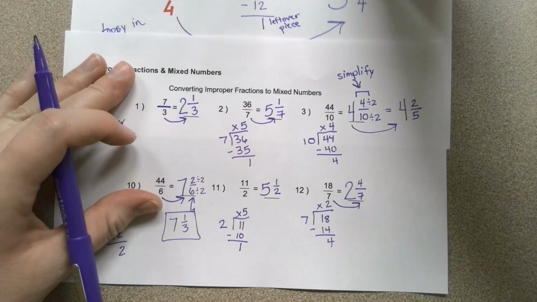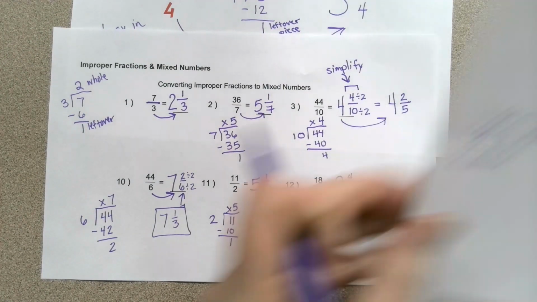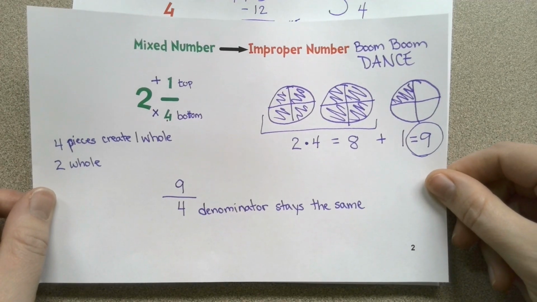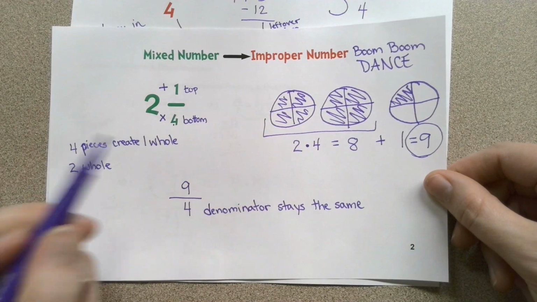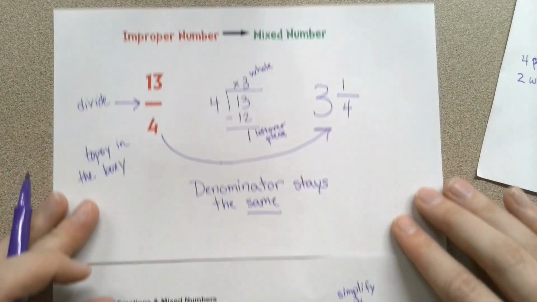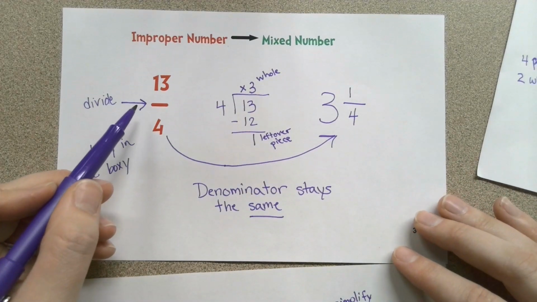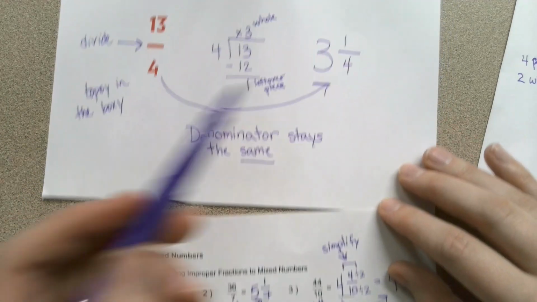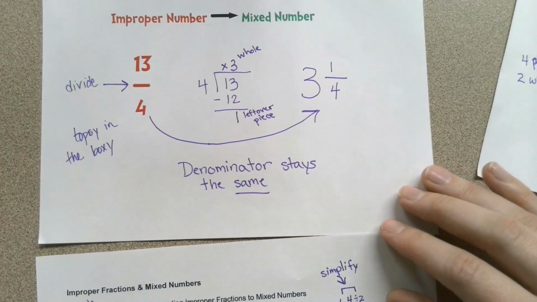So to recap, when we are going from a mixed number to an improper fraction, we're doing the boom boom dance. Bottom times the side, add the top, boom, boom, denominator stays the same. When we're going from an improper fraction to a mixed number, we're just dividing topsy in the boxy, and then writing what we have as a leftover piece. The denominator, once again, stays the same.